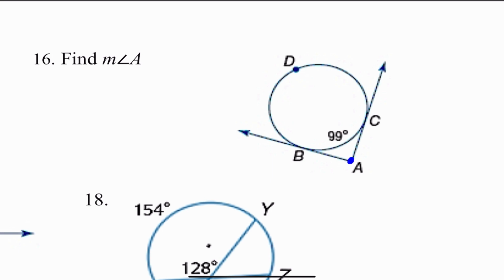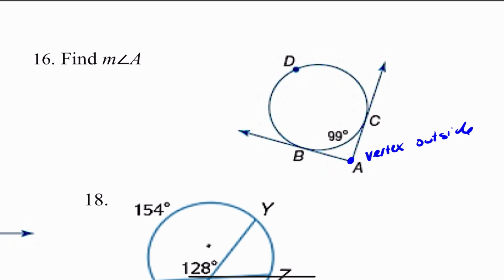Note that the vertex is outside of that circle. So we're going to be applying that formula. The angle is equal to the big arc minus the small arc all over 2. And here's the thing. We're dealing with two rays where they are actually the tangents of our question. And since these are tangents, and this arc here is 99 degrees, then how long is this major arc?